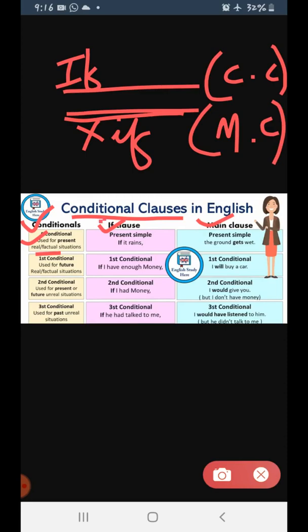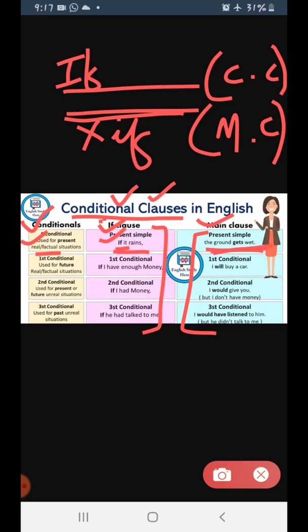Now see here. If clause in present simple. All these are in present simple and these are also in present simple. Now see example number 1. Present simple. If it rains, the ground gets wet. So if it rains becomes the conditional clause, and the ground gets wet becomes the main clause, because here we can find the word if. And in this part there is no if, which shows the main clause.